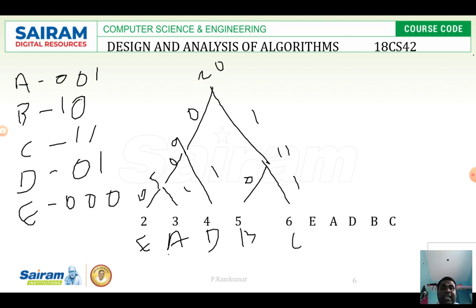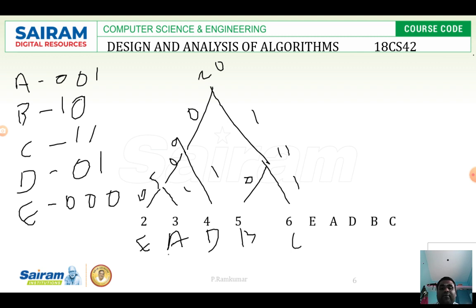In this tree, next I have to represent all the left hand side by 0 and all the right hand side by 1. So 0 will be represented on the leftmost part, 1 will be represented in the rightmost part. On the right hand side of the tree 1 will be represented, left hand side of the tree 0 will be represented. So by using this mechanism I can find out the code for each and every character.